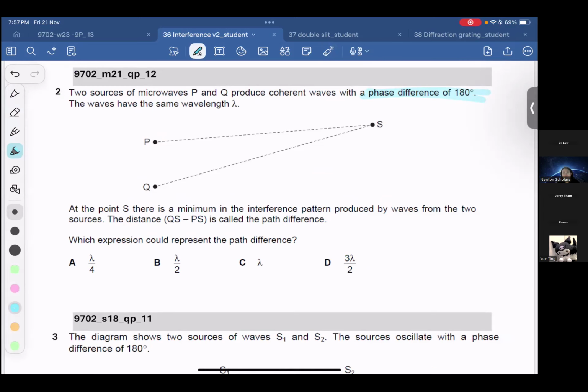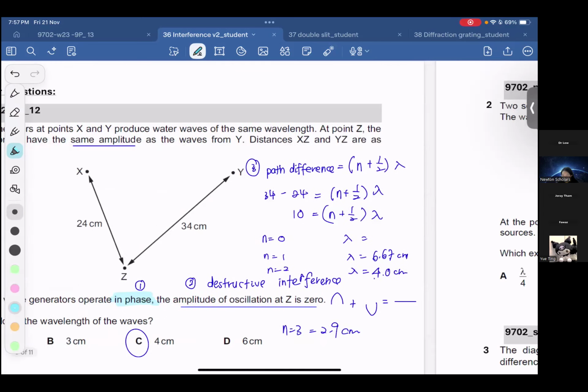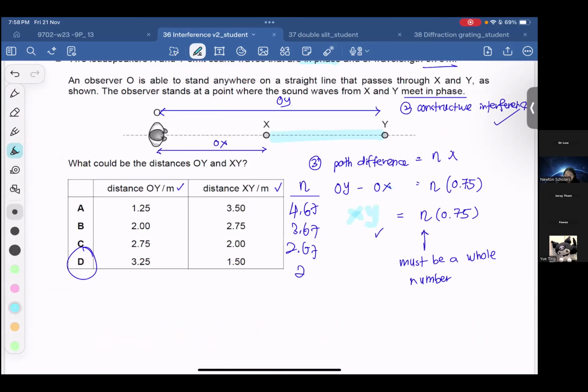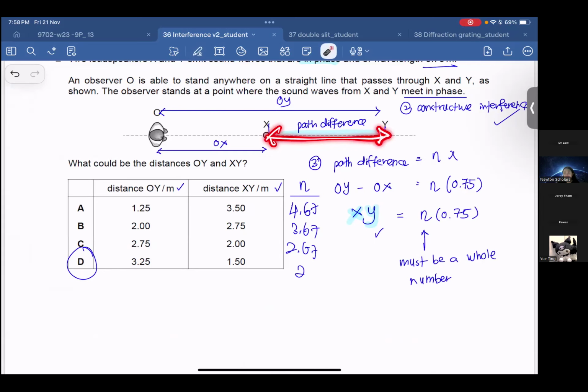When Prasan asked, how did you get the minus? How to find the n? How did I get the minus? Which one minus? OY minus OX. Oh, okay. This part actually is the path difference. What I highlight in blue color, this is the path difference. OY travels extra distance compared to OX. So OY minus OX is the extra distance traveled by OY. So OY minus OX, this is XY. Prasan, is it okay? This one, X to Y, actually is the path difference, the extra distance traveled by OY.